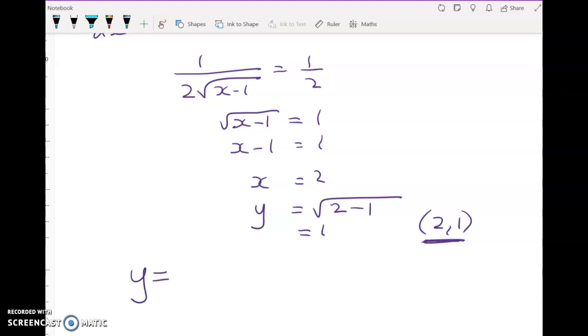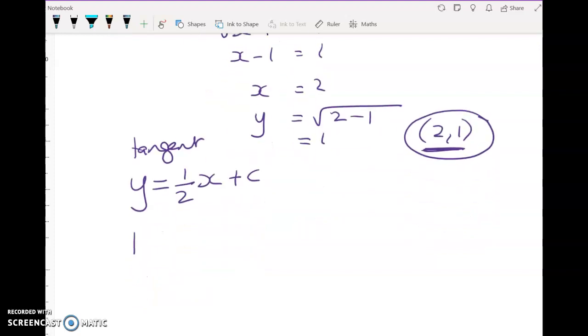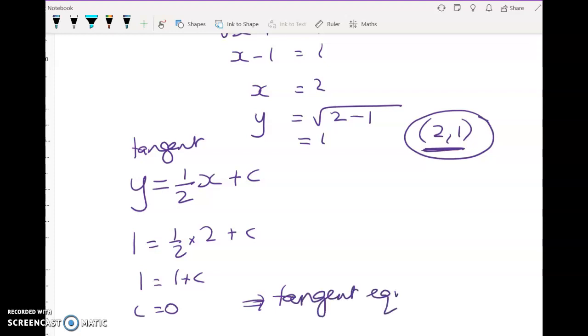And that means that we know that the tangent equation is going to be this, and we know that (2, 1) is on the tangent. So 1 is equal to 1/2 times 2 plus c. 1 is equal to 1 plus c. c is equal to 0. So the tangent equation is simply y is equal to 1/2 x.